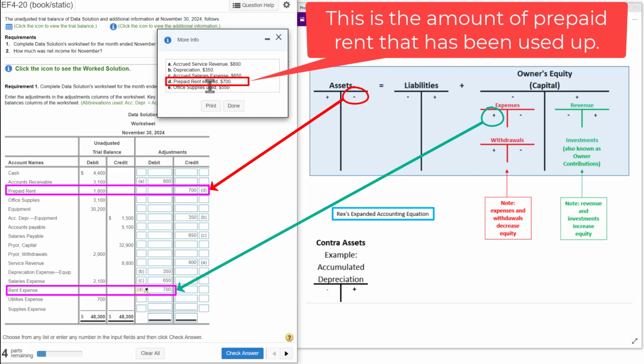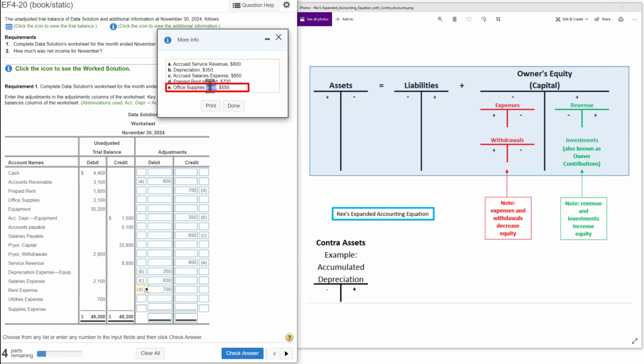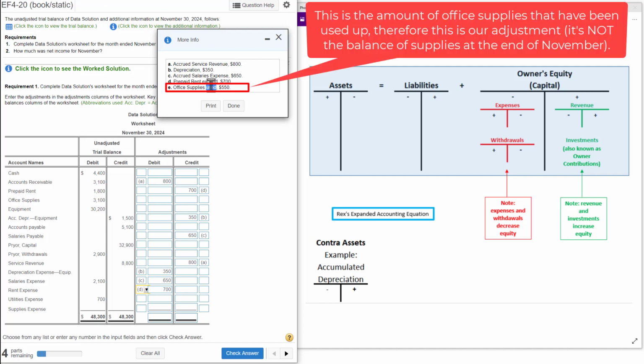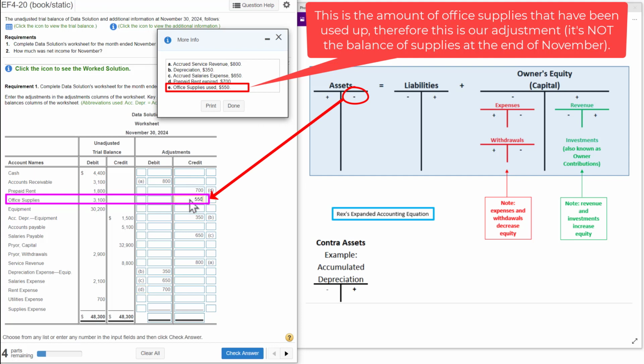And then office supplies used. Now this is really critical that you pay attention to this word used. So this is not the new balance. This is telling us how much was used. So we need to lower the office supplies account by $550. So office supplies is right here. We had $3,100. So it's an asset. How do you lower an asset? With a credit. So I'm going to lower that account by $550, adjustment E.